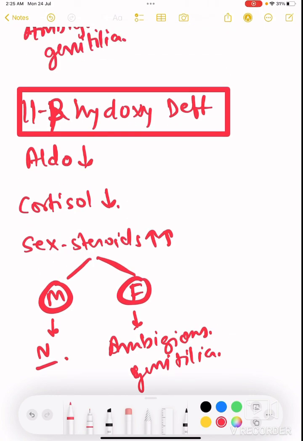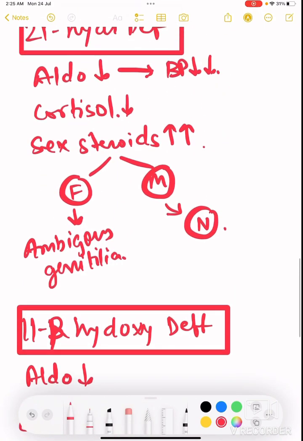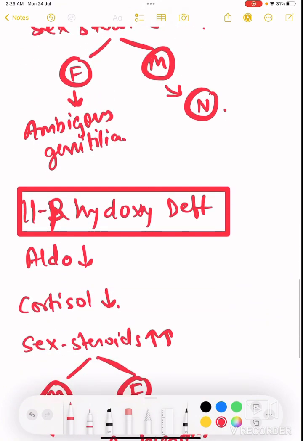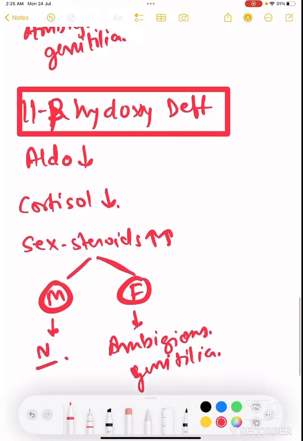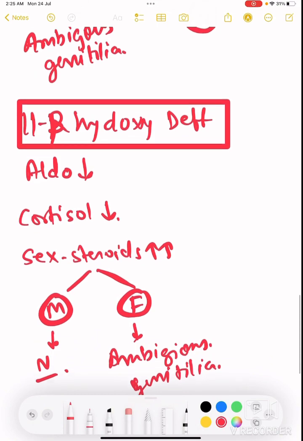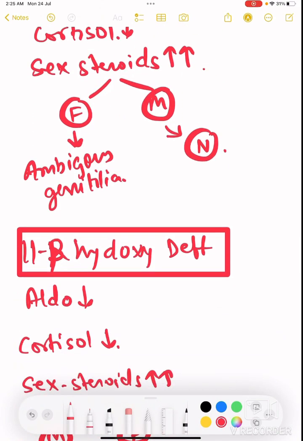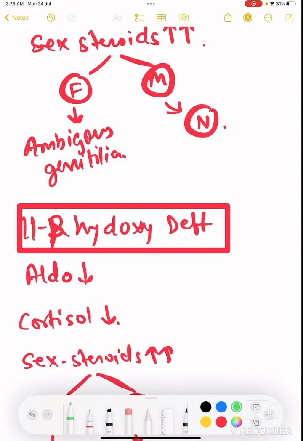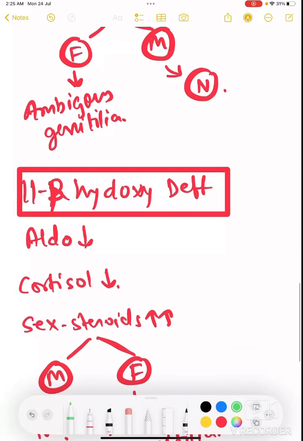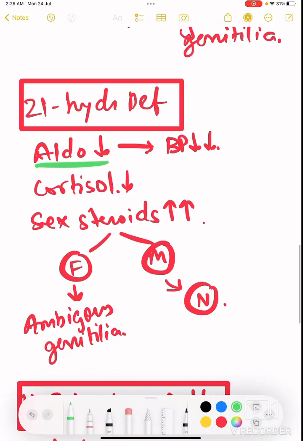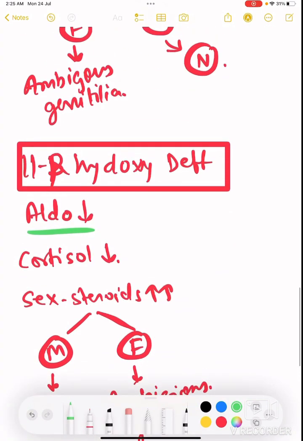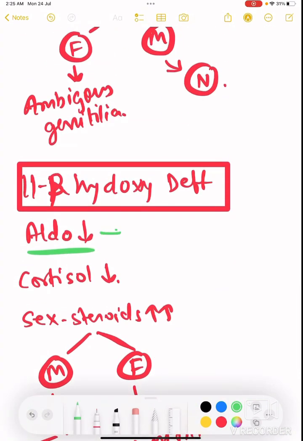But now the twist comes over here. There is almost no difference between 21 hydroxylase deficiency and 11 hydroxylase deficiency, but actually there is a basic difference. The difference lies in BP, right? I already told you that aldosterone is low, and here also aldosterone is low and the BP is low. But in case of 11 hydroxylase deficiency, the aldosterone is low, but the BP surprisingly is high, right? Why is the BP high?